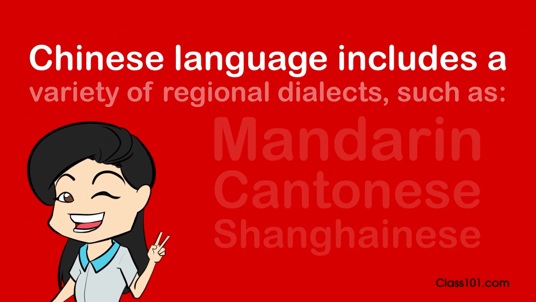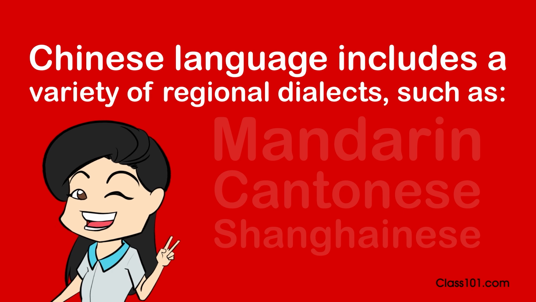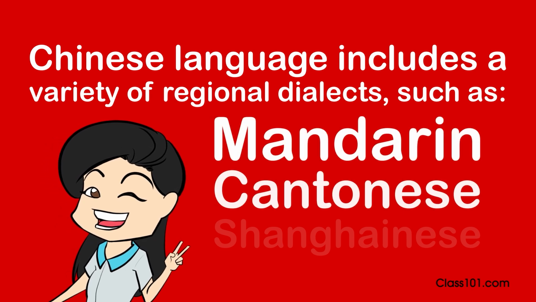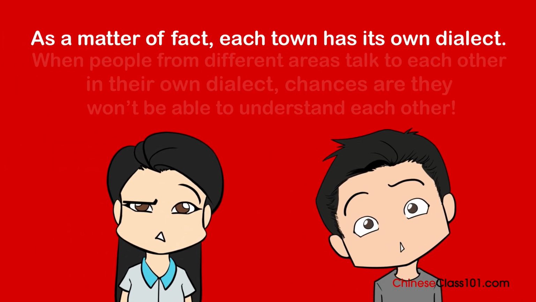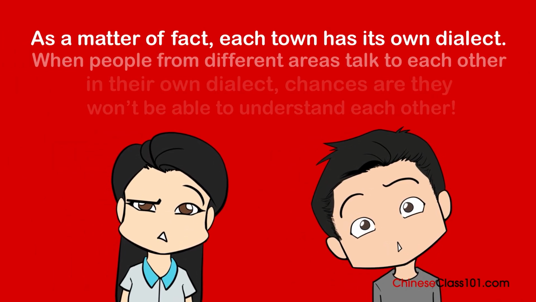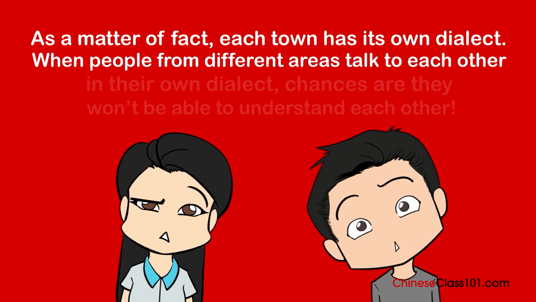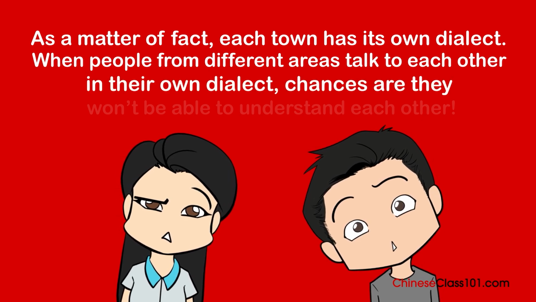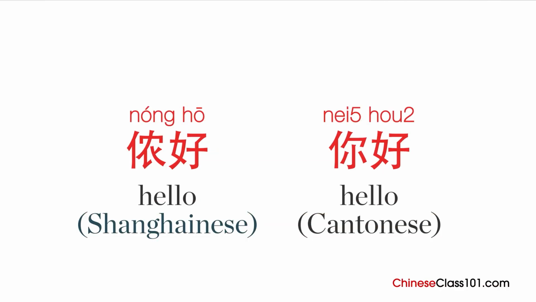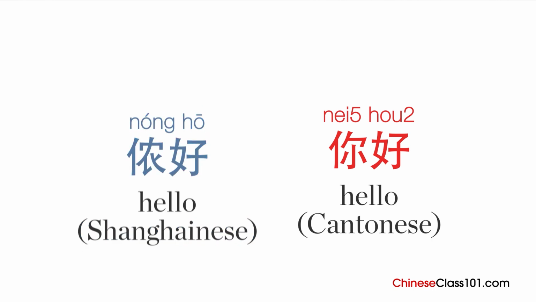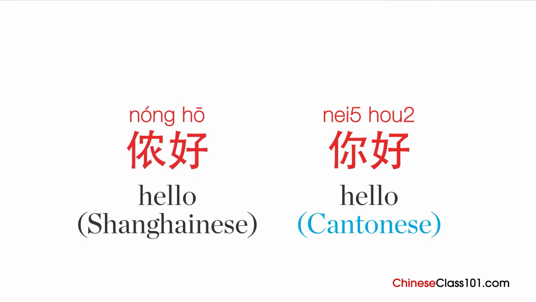Chinese language includes a variety of regional dialects, such as Mandarin, Cantonese, Shanghainese, etc. As a matter of fact, each town has its own dialect. When people from different areas talk to each other in their own dialect, chances are they won't be able to understand each other. For example, in Shanghainese, people greet each other by saying 侬好, whereas in Cantonese, people say 你好.